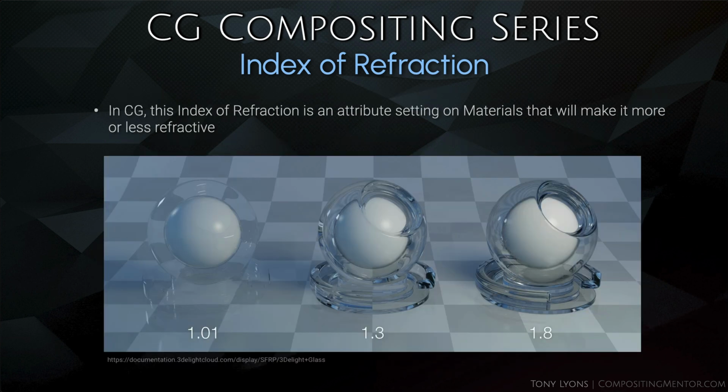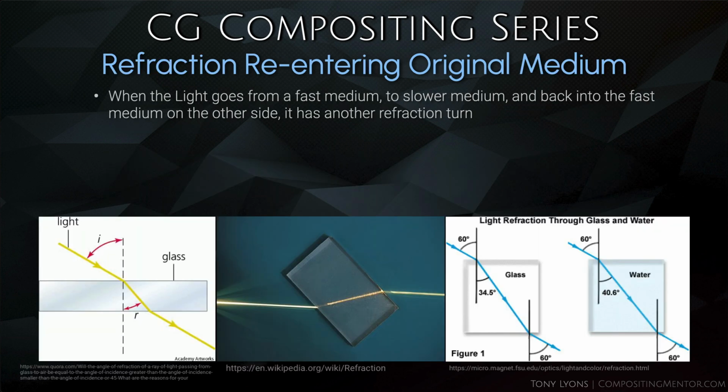In CG, this index of refraction is an attribute setting on the materials that will make it more or less refractive. So we can see here, this is a very, very small level of refraction, so the background is barely bending at all. And then we increase it more and more, and we get more bent light, and the background looks even more distorted.